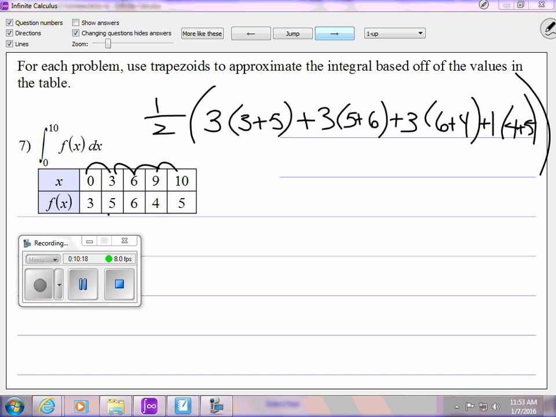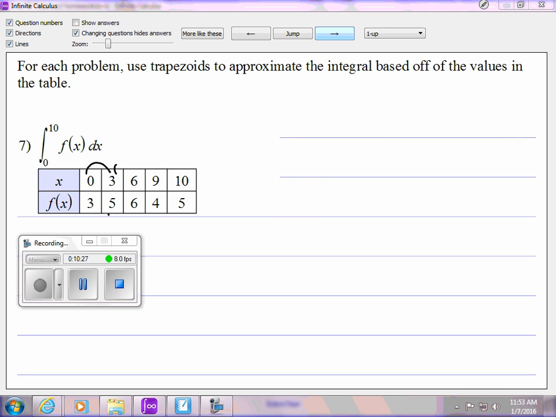Okay, and then you wanted to see 8? Do we have a common height for that one, or is it different? Okay, so since the difference in the x values is not always the same, what's the only thing we can pull out? Yeah. So we have 1/2. Now we have to do the height times the sum of the bases for each trapezoid. So what are we writing?